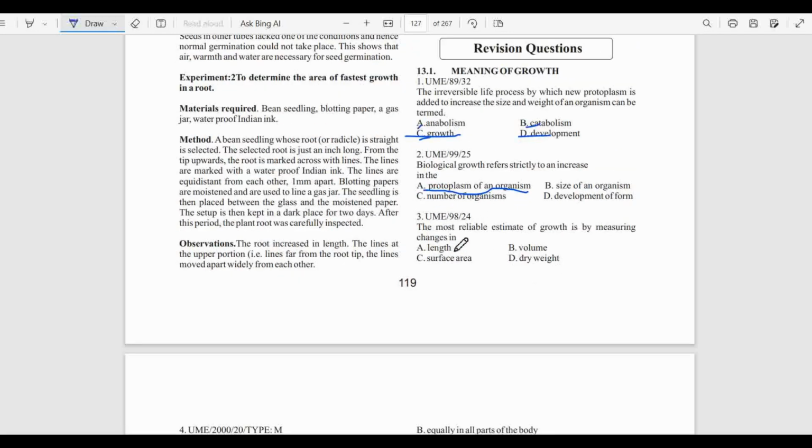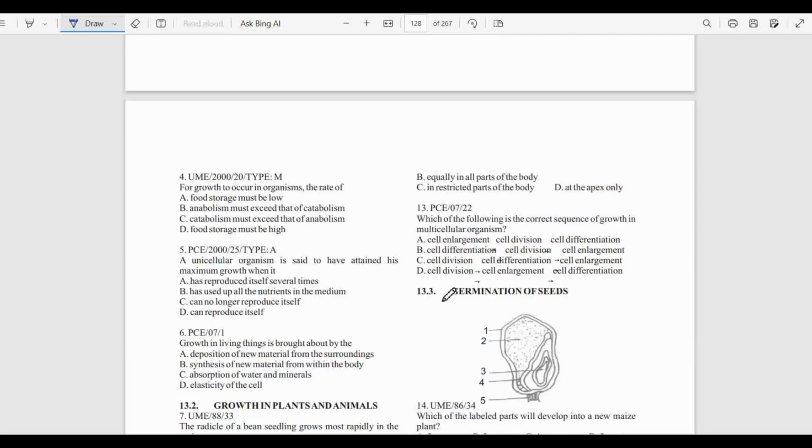Okay, the next question is from 1998. The most reliable estimate of growth is measured by changes in length, volume, surface area, dry weight. The right answer to this question is the use of dry weight. And why is that so? Changes in dry weight give a reliable estimate of growth because by that you would have removed the water, and then you can base your measurement on only the cells.